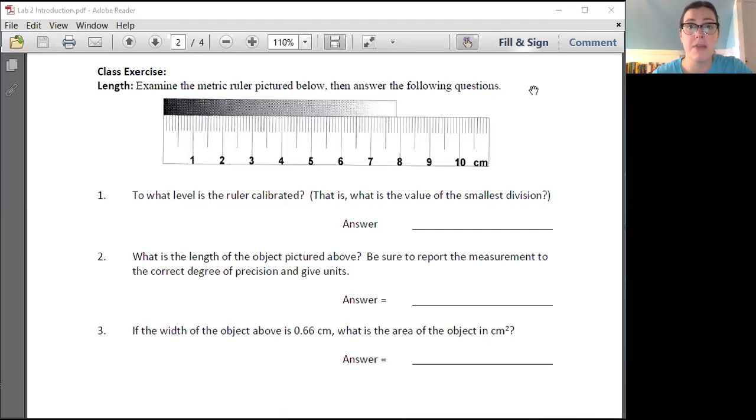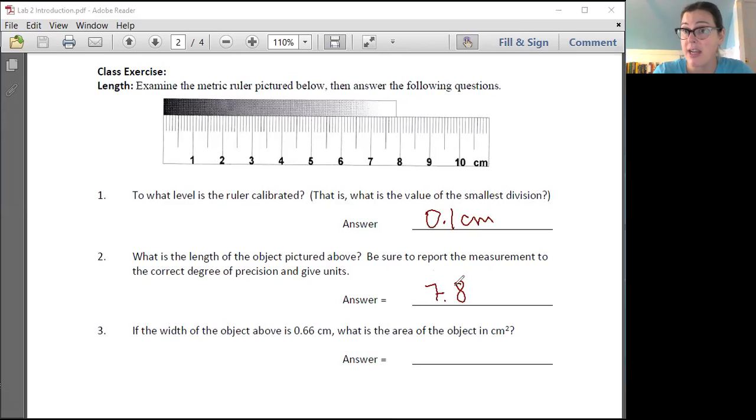So that means every line is worth 0.1 centimeter. So that means when I read the value for the length of this object, I can estimate to 2 places after the decimal. So it looks like we know it's between the 7 and the 8. So our first value is going to be 7. And then I can see it's between the point, here's 7.5, 6, 7, 8, and it looks like it's between 7.8 and 7.9. So we know 7.8 exactly.